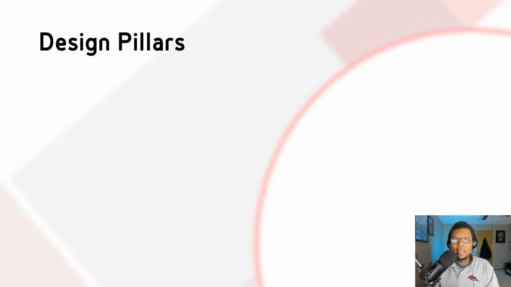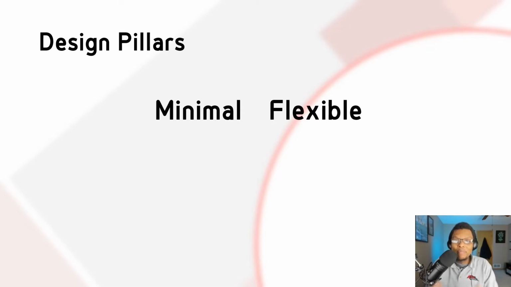So HyperDot had two key design pillars that really helped shape the rest of the game from the get-go. They were super useful for making different decisions, as well as helping me stumble more into the accessible nature of the game. So the two pillars are minimal and then flexible, and I'll break that down a little bit more.